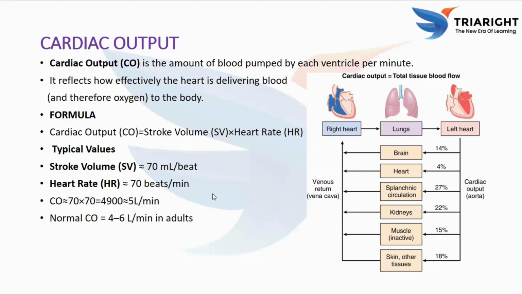So, example calculation. CO equals 70 times 70. 70 milliliters per beat times 70 beats per minute equals 4900 milliliters per minute. So this is approximately 5 liters of blood per minute. This means your heart pumps almost your entire blood volume every minute. So what is the normal range? 4 to 6 liters per minute in a healthy adult at rest.